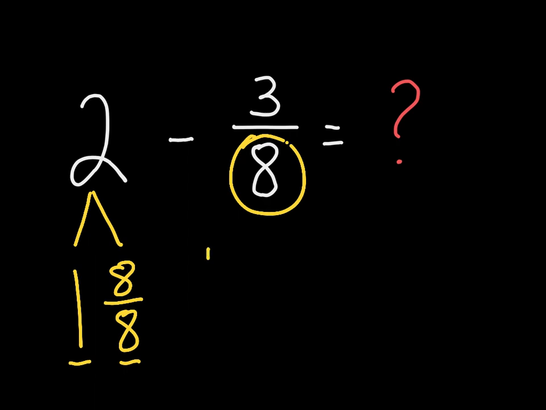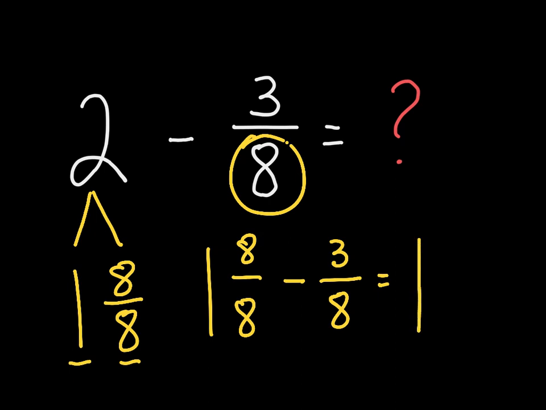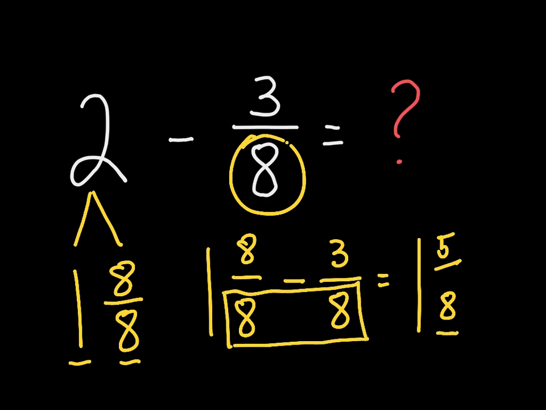So now if we have 1 and 8/8, and we subtract 3/8, we're going to get 1 whole and 5/8. Because the denominators are alike, we leave that alone, and we only subtract the numerators to get 5. And if we look at 5 and 8, they don't have any factors in common. So this is already in simplest form, 1 and 5/8.